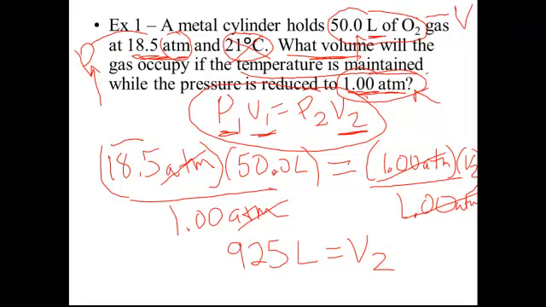Now, let's think about what this means. The pressure goes from 18 atmospheres all the way down to 1 atmosphere. That's a big, big drop. So you need a lot more space for that pressure to go down. So the volume had to increase dramatically, which it did. It went from 50 all the way up to 925 liters. So that's a big, big increase in our volume.